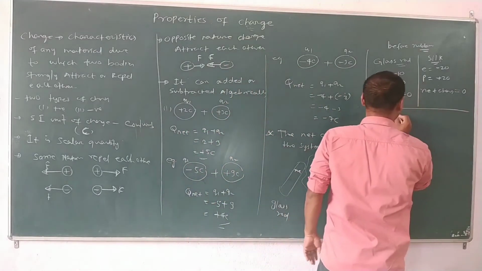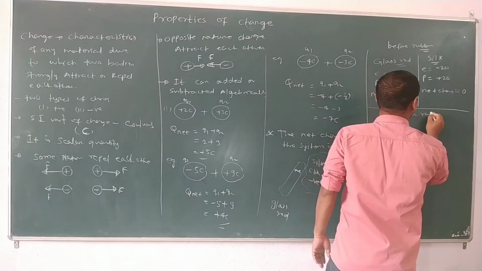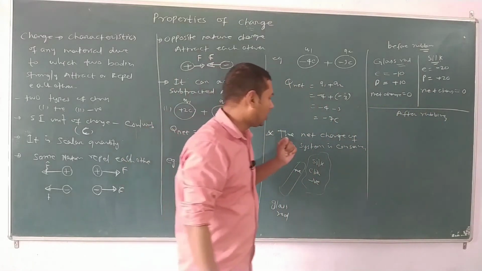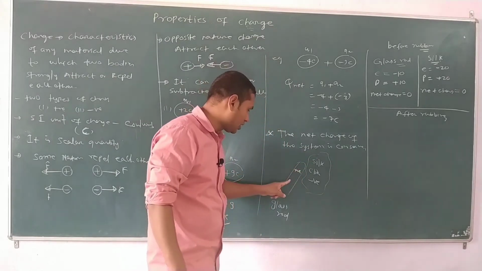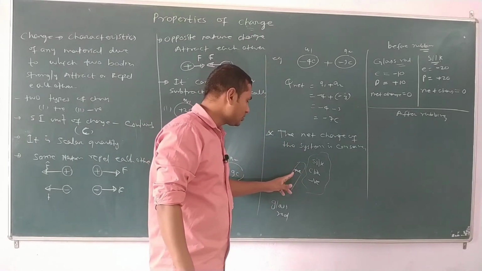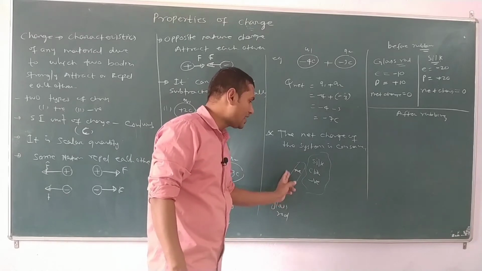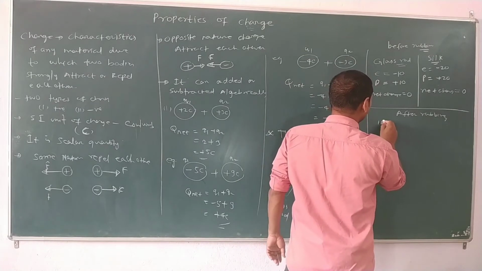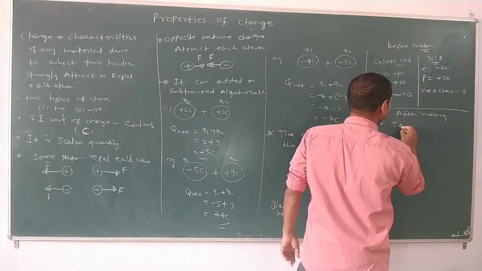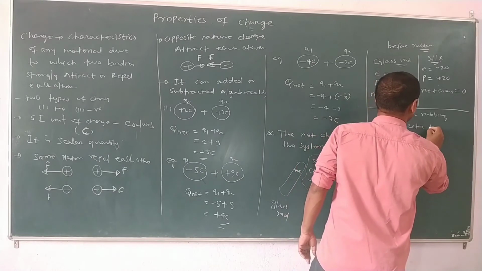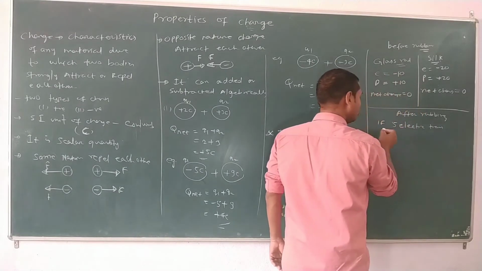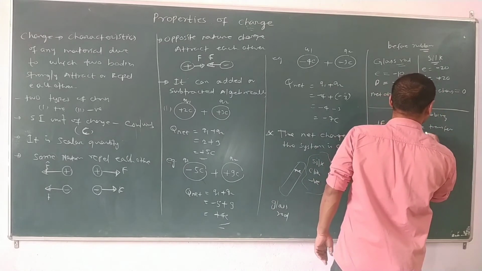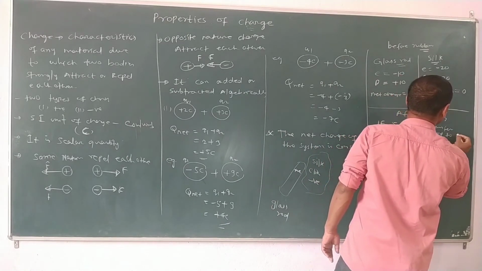Again, what happens after rubbing? After rubbing, what happens with the silk cloth and the glass rod? Suppose the glass rod loses 5 electrons, meaning 5 electrons transfer from the glass rod to the silk cloth. Then what will happen? Here you see, suppose you can assume 5 electrons transfer from the glass rod to the silk cloth.